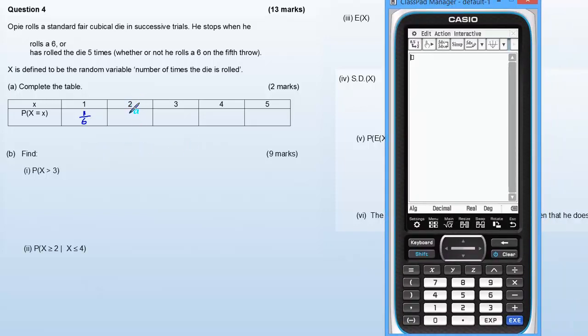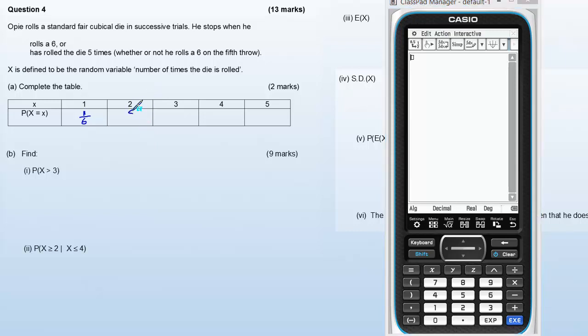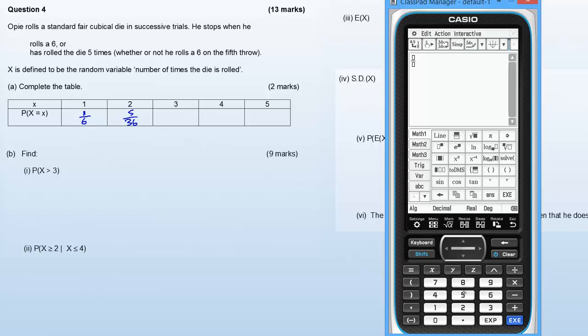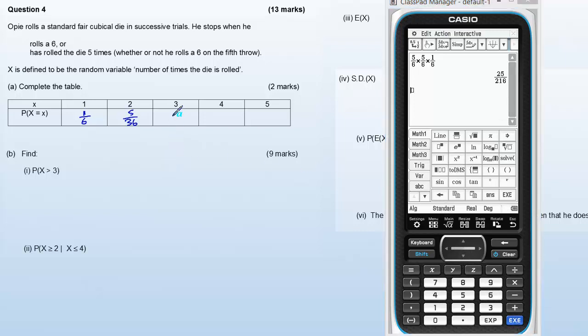To have 2 rolls, you have to get a non-6 followed by a 6. So that's 5/6 multiplied by 1/6, giving us 5/36. To have 3 rolls, what we're going to need there is to have 5/6 for a non-6. Then the second one has to also be a non-6. And then the third one is a 6. So that's 25/216.